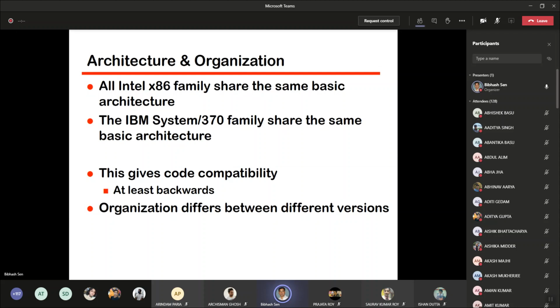All the 86 families share the same basic architecture, meaning the minimum number of registers will be the same, and the maximum depends upon the architecture. Architecture and organization sometimes look very similar, but architecture specifies the number of instructions and the number of bits required to store information. How it is organized internally to get better functional units, output, or performance depends fully on the computer organization.